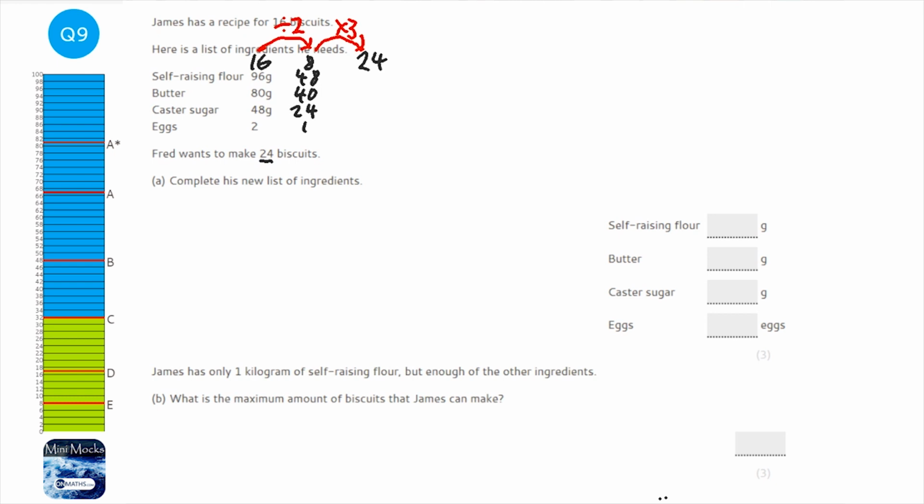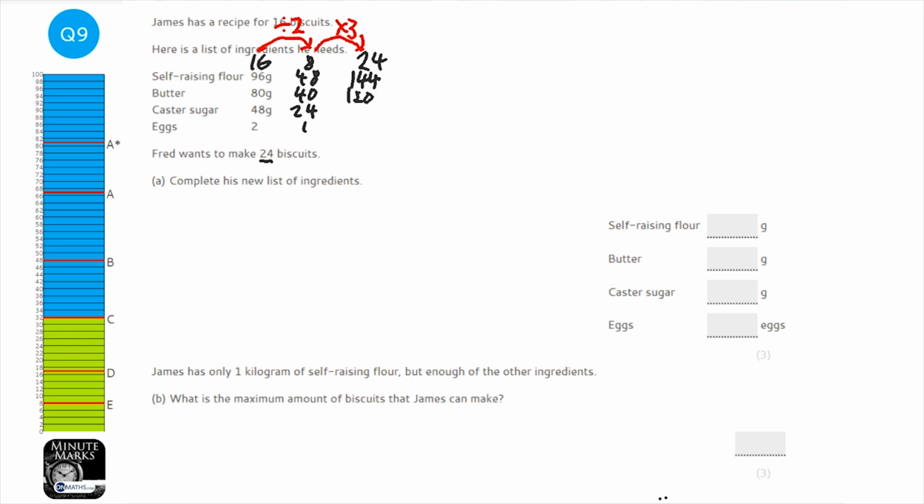And then what I can do is just add the 16 and the 8 together to get to 24, or I could times the 8 by 3. So the first one's 48, and I just want to times that by 3, or add the 96, you still get the same answer, it's 144. Then I want to times the next one by 3, or add it to the 80, which makes 120.